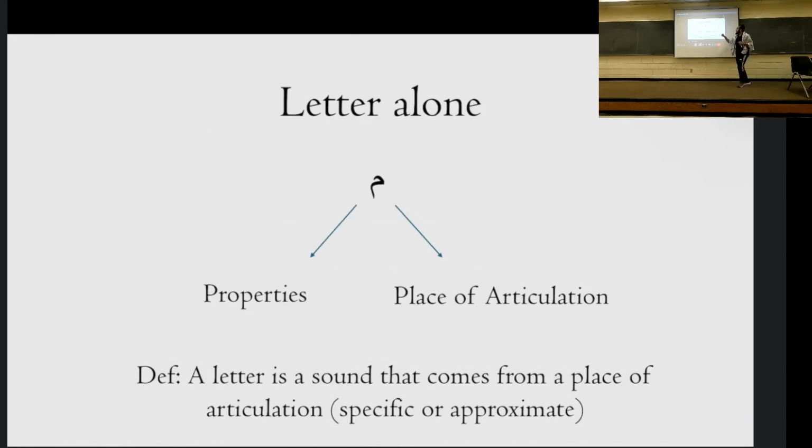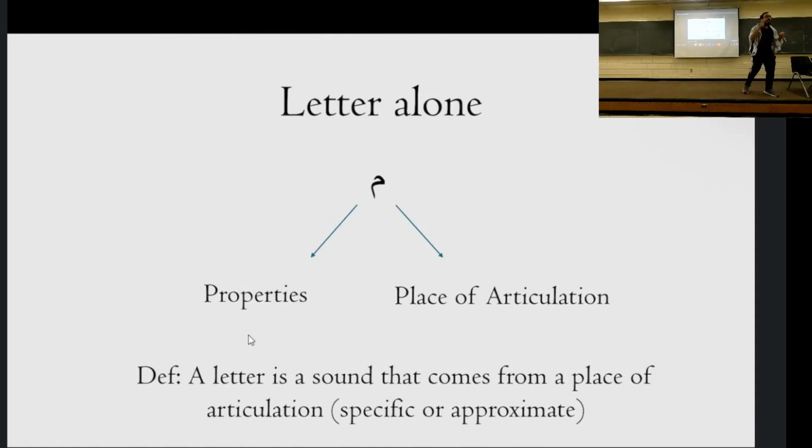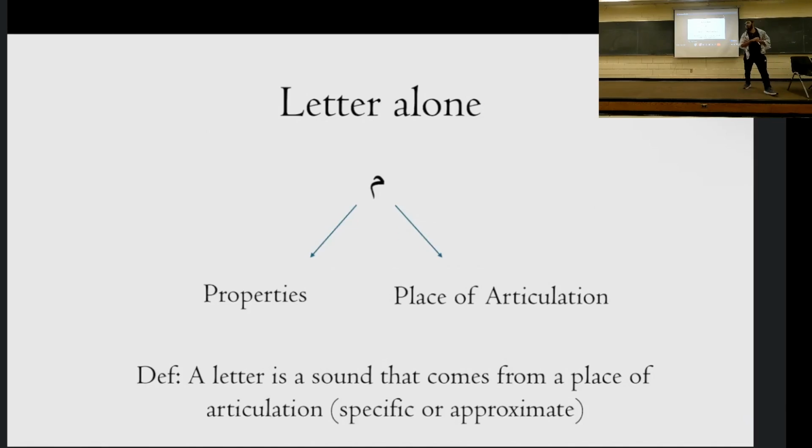So one of the properties of the ba is that it does not have any air that flows with it, right? So ab, that's one of the properties, for example. Okay. Actually, the place of articulation between the ba and the meem is different. So actually that's a bad example. So let's use a better example.